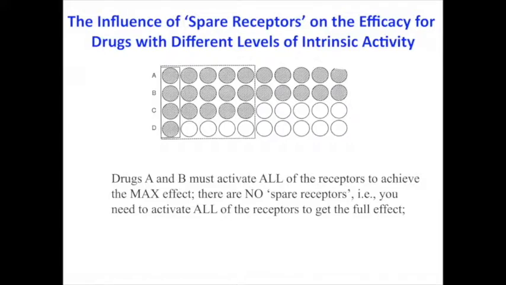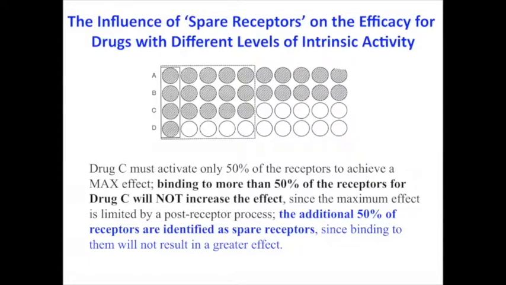So A and B must activate all the receptors to get the maximum effect. There are no spare receptors in this example. But you can still get the maximum effect with this drug because there are that many receptors out there. Drug A is not going to have the intrinsic activity of C or D, but in the end, when you net it out, it binds and activates more receptors, although each receptor is activated at a lower level. The mathematical product of that is essentially still going to be the big effect.